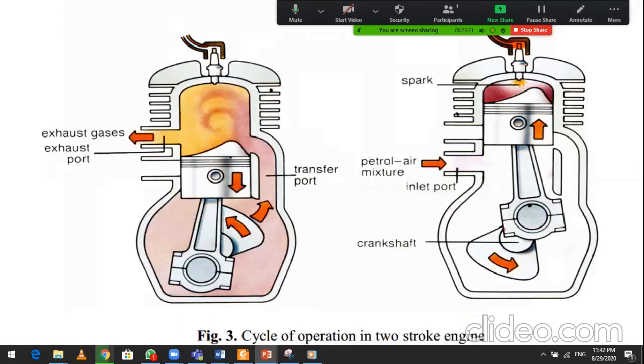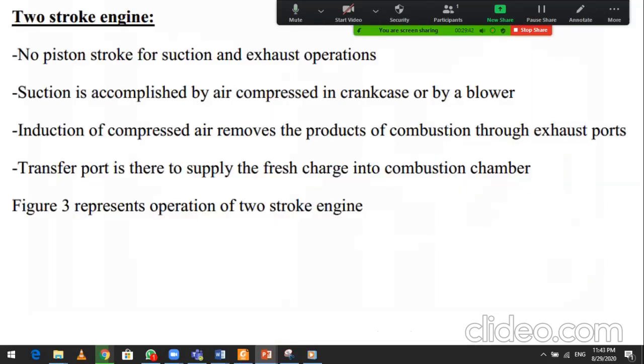So how about the two-stroke engine? I already told you in a two-stroke engine there are no valves. In the two-stroke engine, the petrol-air mixture enters from this port when the piston is moving up, and then as the piston moves down, we have a spark plug, piston, and the same process, but with ports. So let's discuss the two-stroke engine.